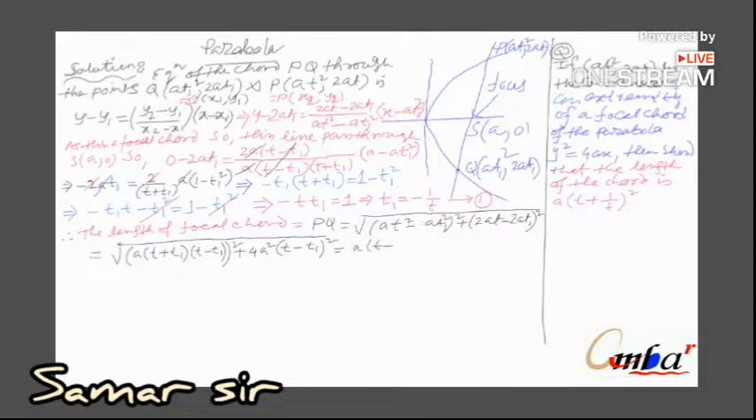Take common the factor t minus t1 and also a. Then we got under root of t plus t1 whole square plus 4. Okay, a into t minus t1 under root of t square plus t1 square plus 2tt1 plus 4. Put t1 equal to minus 1 by t.